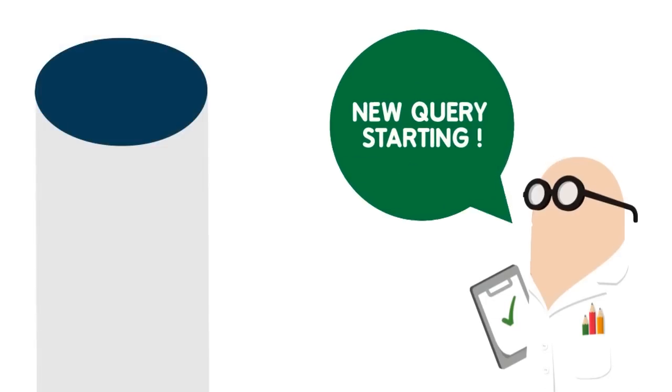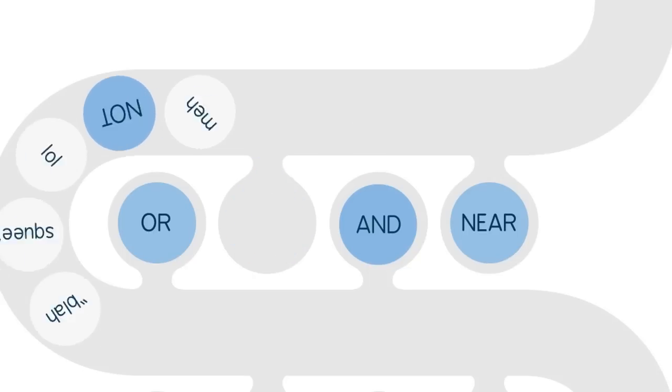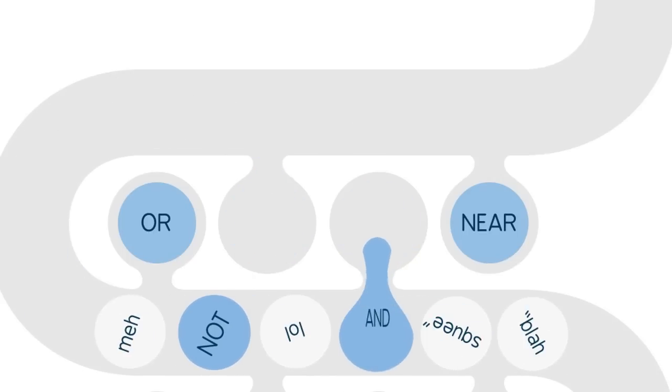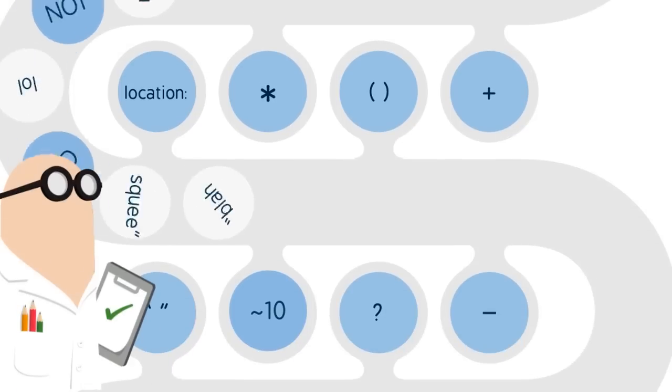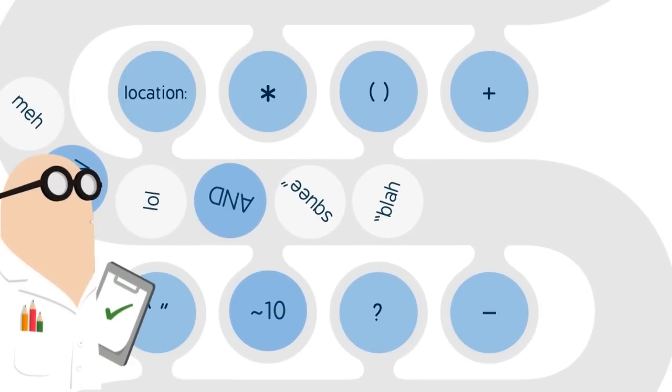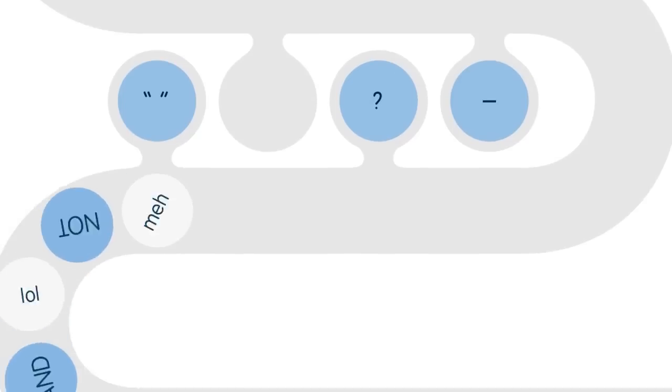It starts with beautifully formed queries. This way, you only get the data you actually want to see. With Brandwatch, you get a whole range of search operators to build your queries with. And if things get too complicated, don't worry, we're here to help.